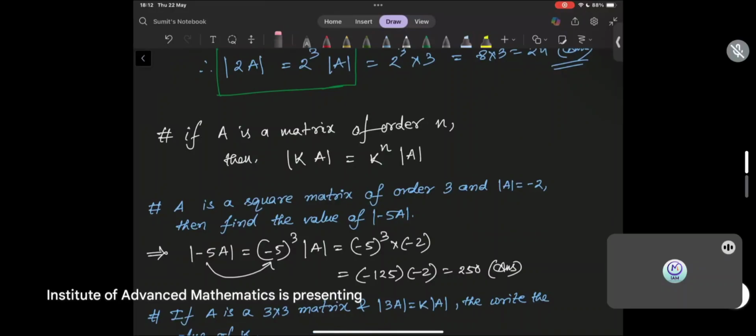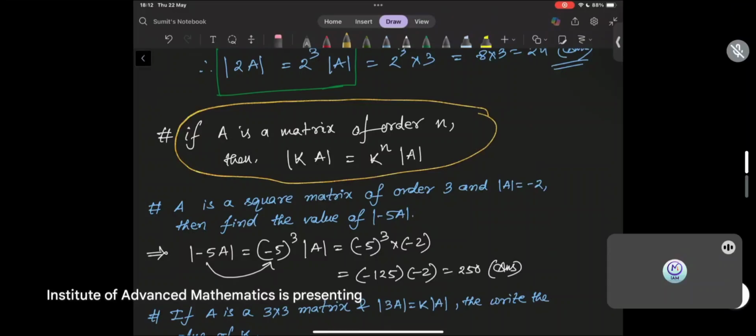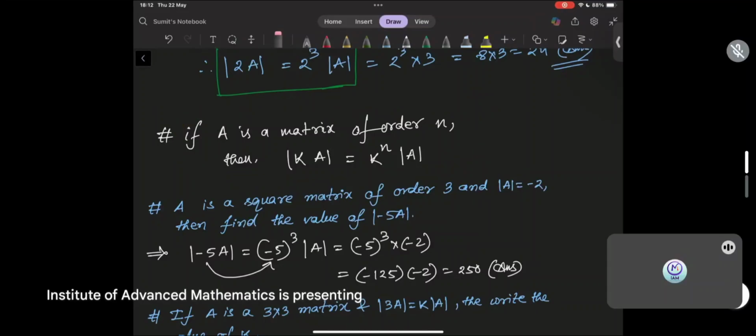This property you should remember: if A is a matrix of order n, then determinant of kA equals k to the power n into determinant of A. We have done that already previously, I guess, right? So k to the power n, where n is the order, and A should be a square matrix, like 3 cross 3 or 4 cross 4, so the value of n is 3 or 4, like that. Here is an example: A is a square matrix of order 3 and determinant of A equals -2, then find the value of determinant of -5A.